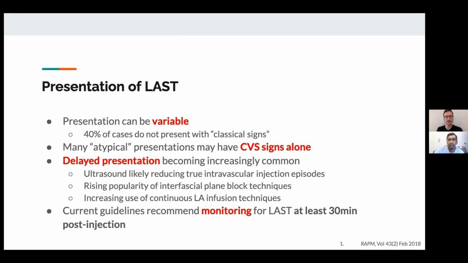Also, the rising popularity of interfascial plane techniques such as TAP blocks or PEX blocks, ESB blocks. Some of these techniques are dependent on a larger volume of local anesthetic being administered in order to be effective. So clinicians may be more likely to give a larger total dose of local anesthetic. So that may be an explanation why those particular techniques seem to be associated with a higher incidence of this. And again, currently we monitor for 30 minutes at least post-injection, with this in mind.